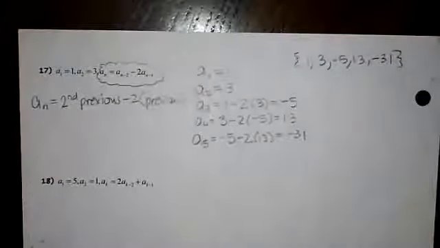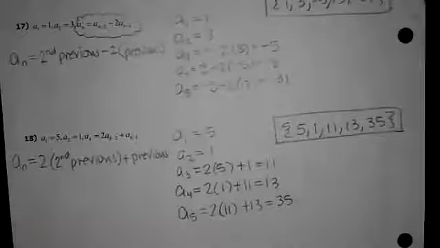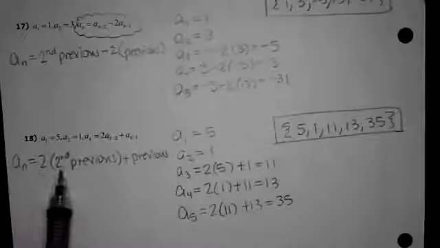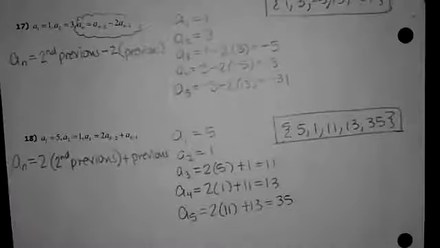All right, if you'll go ahead and pause so that you could do 18 and then just check your work. All right, go ahead and check your work. That's what you should have gotten right there. I do like writing out this formula, so if it helps you out, it's 2 times the second previous plus the previous. That sometimes helps me keep my mind straight on which one is which on these.